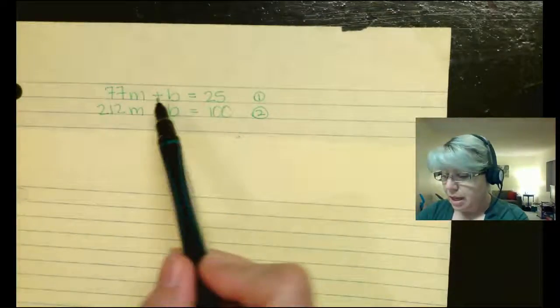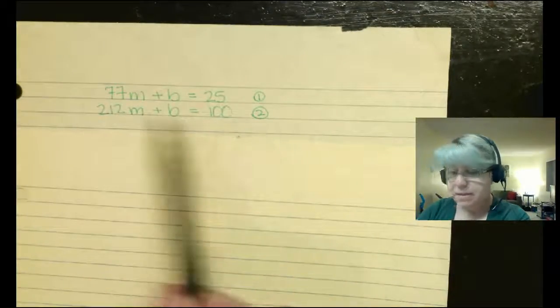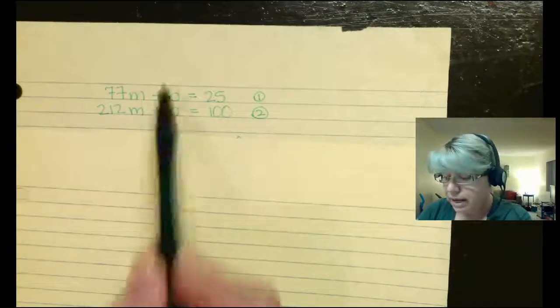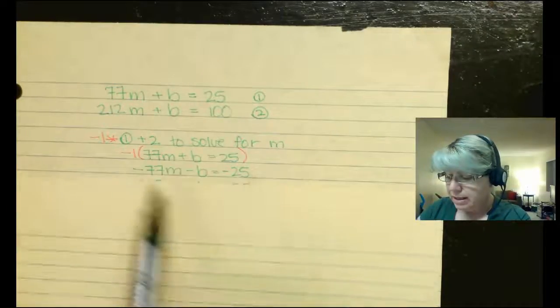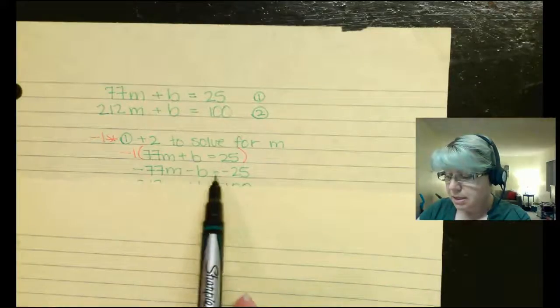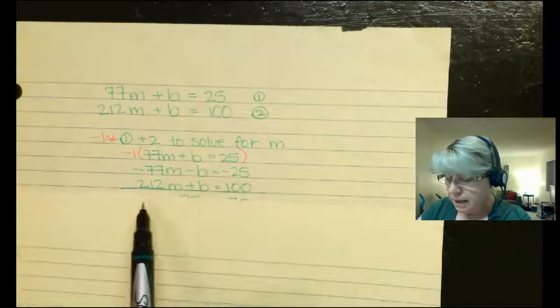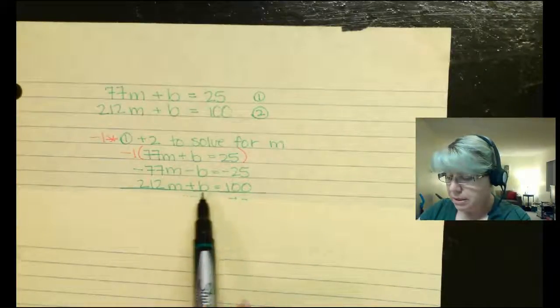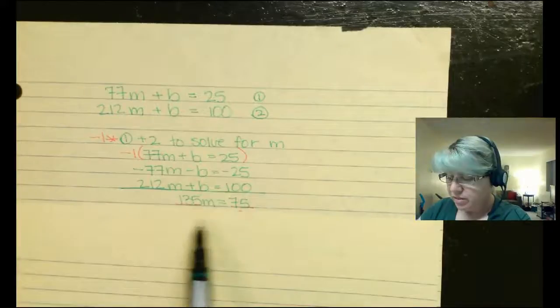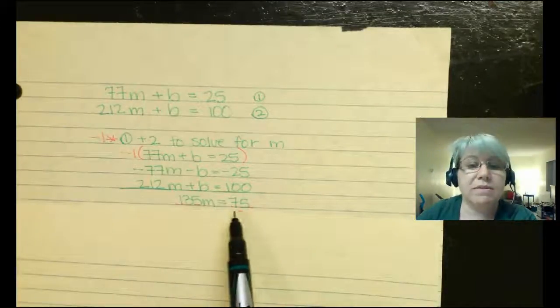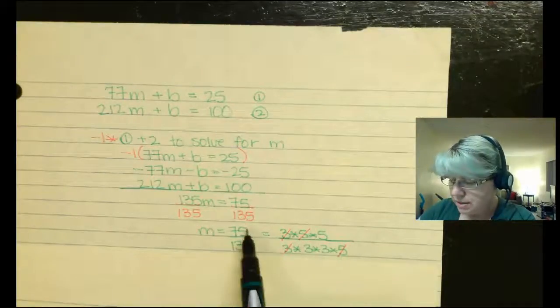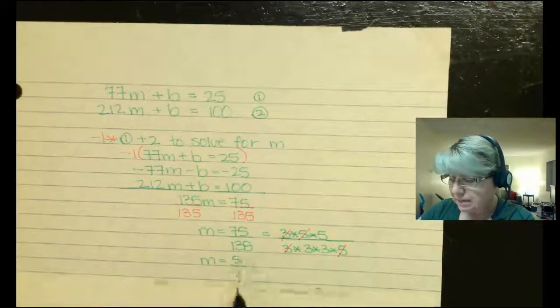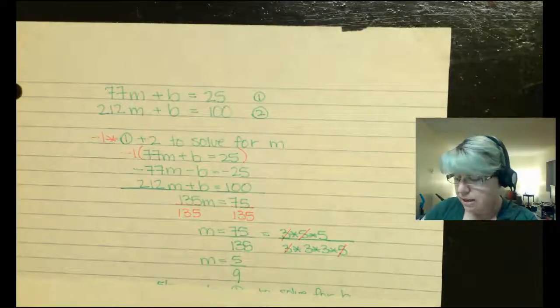Okay. Ready? All right. Let's start using it. Well, I have a plus B and a plus B, so if I multiply one of those by -1, I can eliminate B. So let's do the first equation, multiply that by -1. That gives me -77M minus B equals -25. Let's combine that with the second equation of 212M plus B equals 100. That will give me 135M equals 75. Divide each side by 135. Once I reduce 75 over 135, that gives me 5/9. Therefore, M equals 5/9.